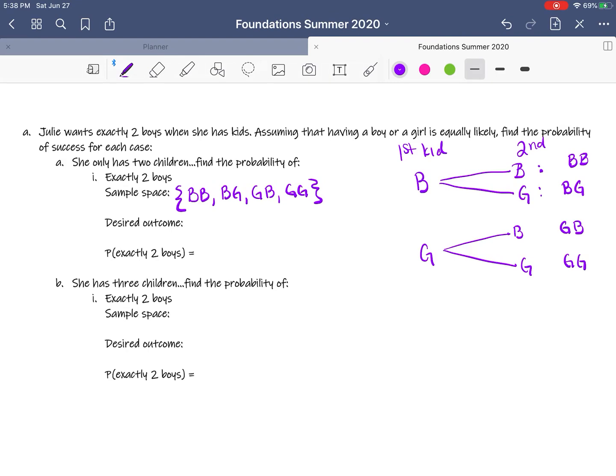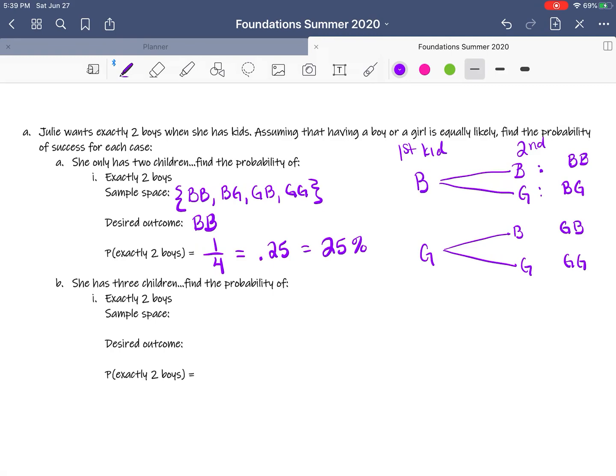So the desired outcome is exactly 2 boys. So how many of these represent exactly 2 boys? 1 of them. So for the probability of that happening, there's 1 out of 4 total possibilities. So there's a 1/4 chance that she'll get exactly 2 boys. You could write this as a decimal and a percent. There's a 25% chance that she'll get those 2 boys.